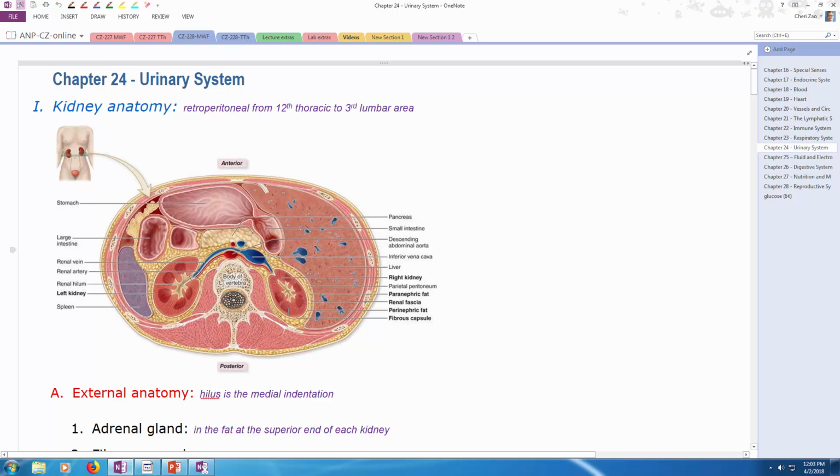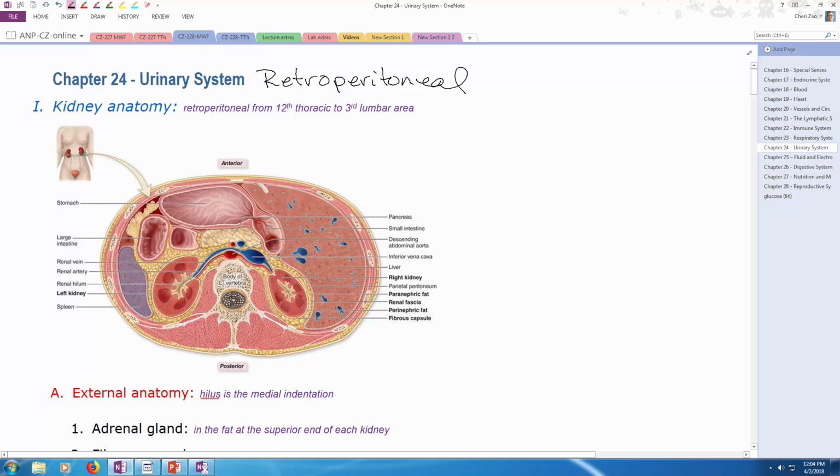Kidney anatomy is our first topic here. Retroperitoneal from the 12th thoracic vertebrae to the 3rd lumbar area. One thing I want to emphasize to you, the entire urinary system is retroperitoneal. So if I take a laparoscope and look all around inside your abdomen, am I going to find anything related to the kidneys? Nothing, because it's all retroperitoneal, so it's outside of the abdominal cavity.